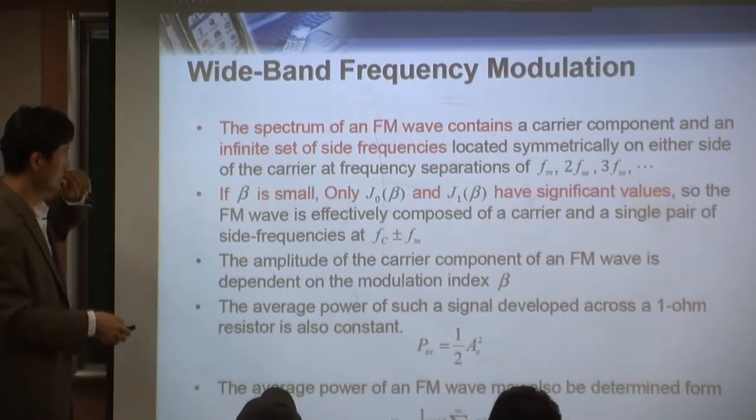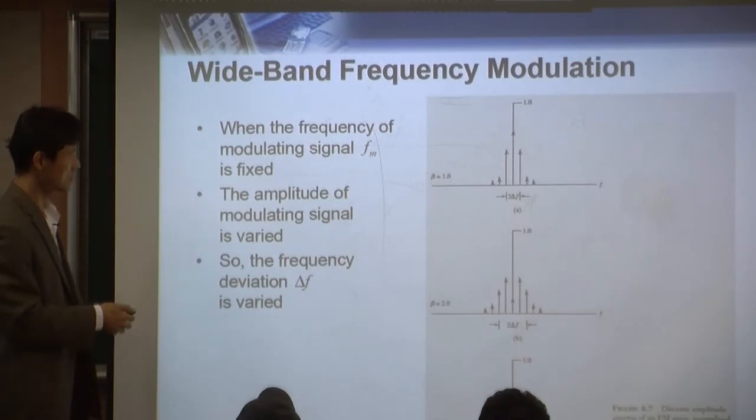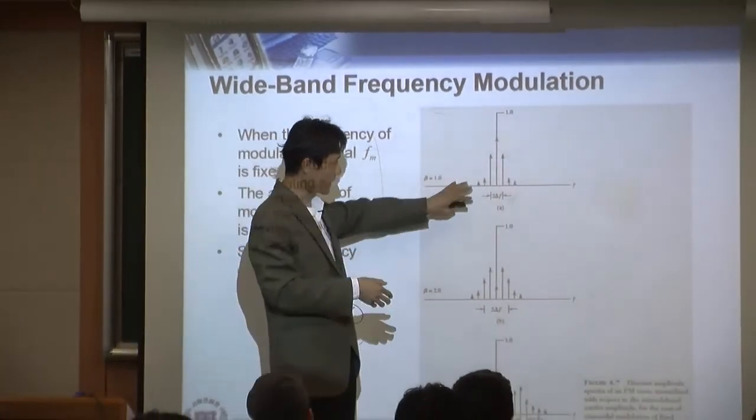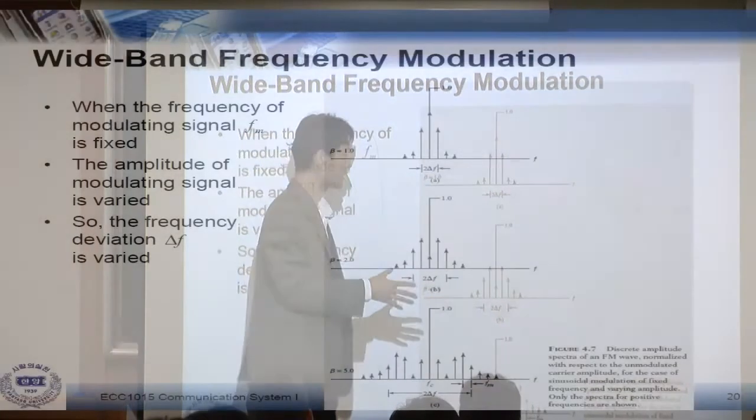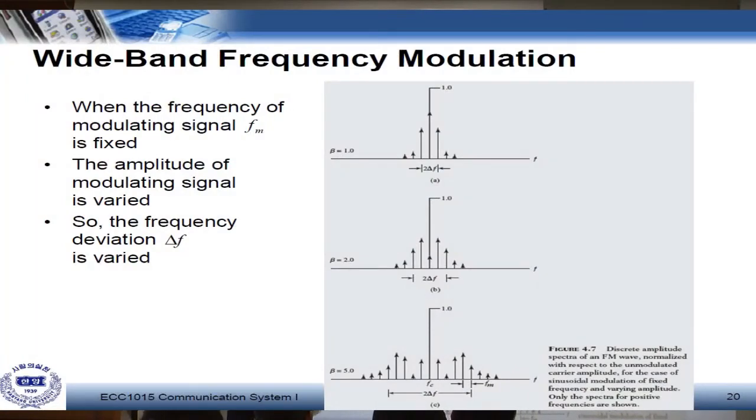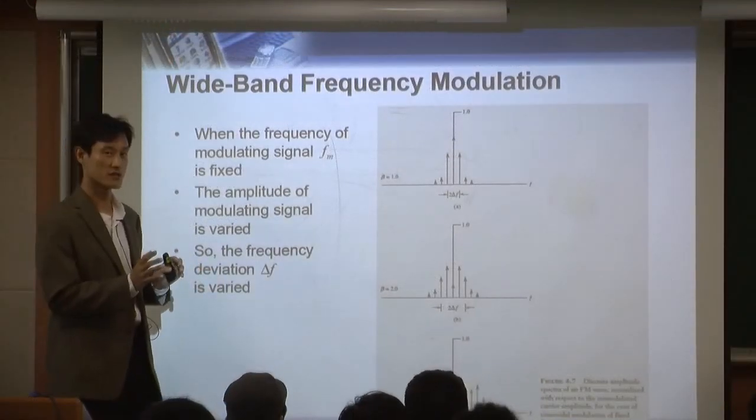So let me just move to the next slide. That's what you can see as an example. Let's say the modulation index beta is 1. And this one shows you the case of beta equal to 2. This is the case of beta equal to 5. So we basically compare the different modulation indices.